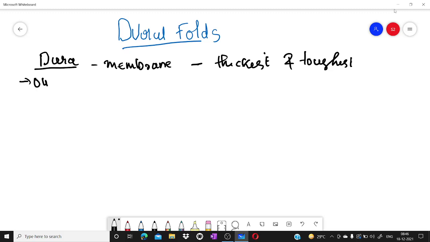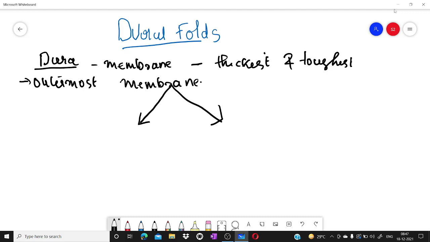Now dura is the outermost membrane which is covering the brain. So what is dura? It is the thickest and toughest outermost membrane which is covering the brain. Now the dura has got two layers. The cranial dura has got two layers, that is the outer endosteal layer and an inner meningeal layer.